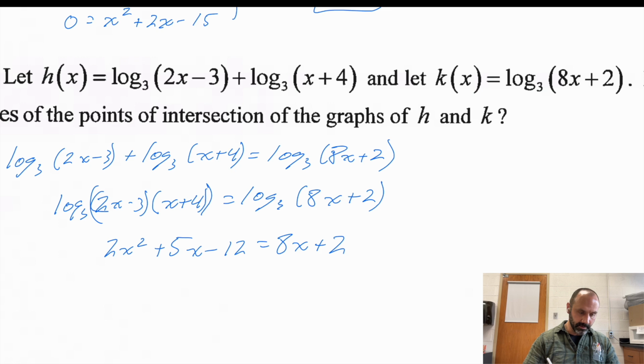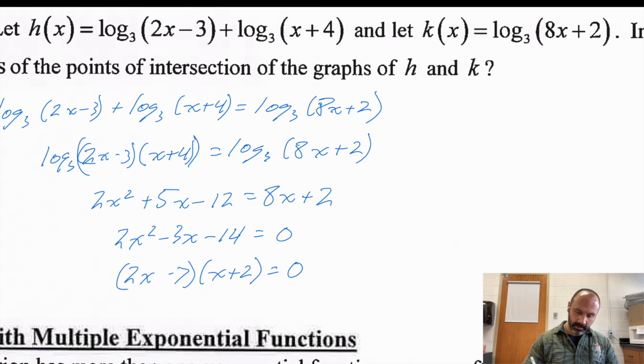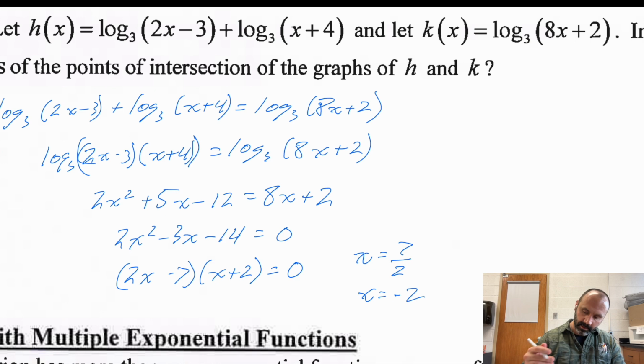Okay, and then this simplifies to 2x squared minus 3x minus 14 equals 0. And this actually factors to 2x minus 7 and x plus 2. So our possibilities are x equals 7 over 2 or x equals negative 2. Our restriction domains, let's take a look at that to make sure we don't have any illegal solutions.